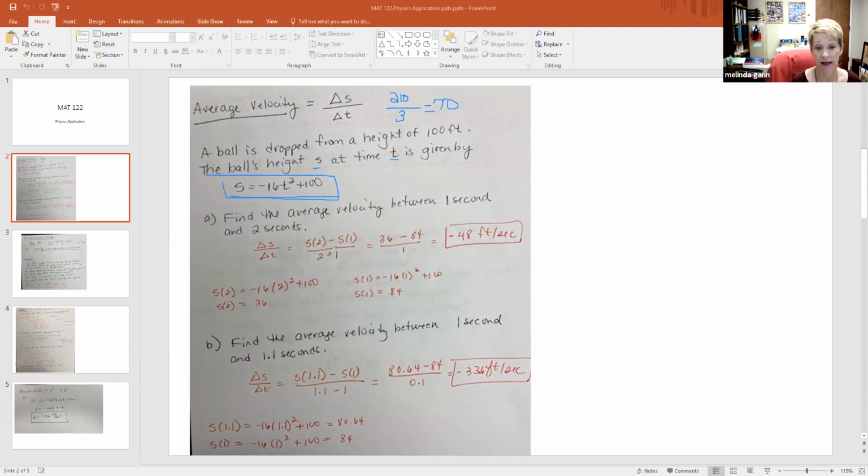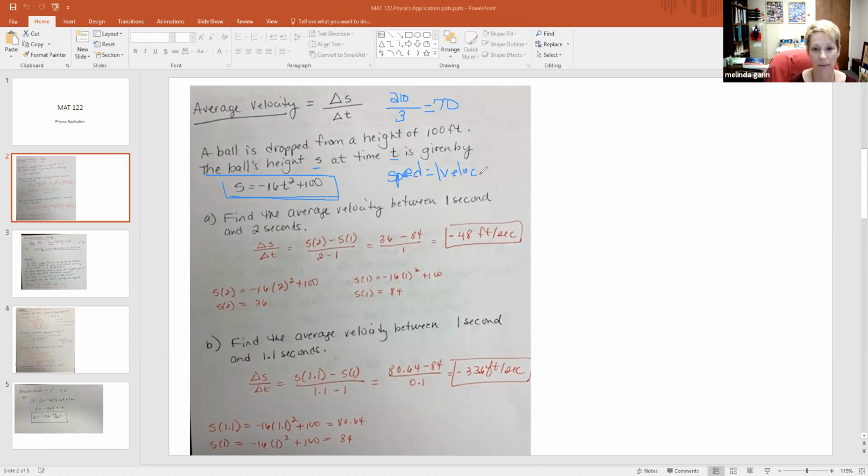And then 2 seconds minus 1 second is 1. So up here, I've got a negative 48, and down here, I've got a 1. And so I get a negative 48. Now, you panic and you go, why is it negative? Velocity is speed with direction. So the ball is going 48 feet per second, but where is it going? It's going down. So that's why it's negative. Another way of looking at it is this: speed is the absolute value of velocity.